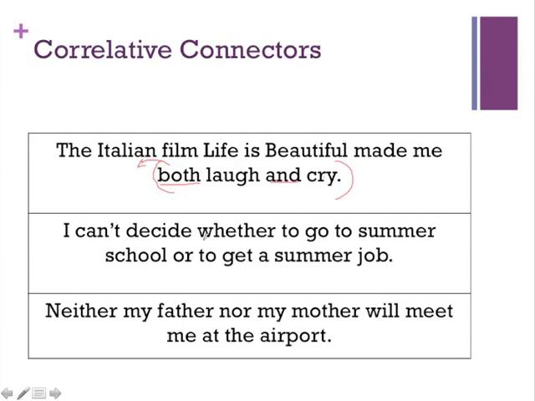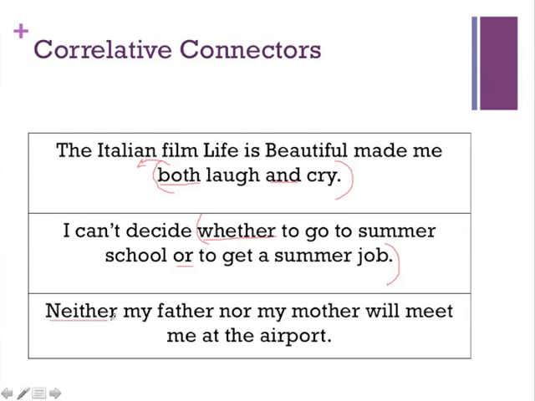In the second example, we notice we're connecting phrases to each other. So first we identify whether and or as a pair or correlative connector. And then we notice that the beginning of the idea actually starts with a connector and ends with the word job, because it's helping us connect to something we can't decide. We can't decide whether to do this or to do this.